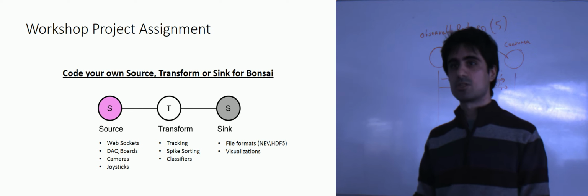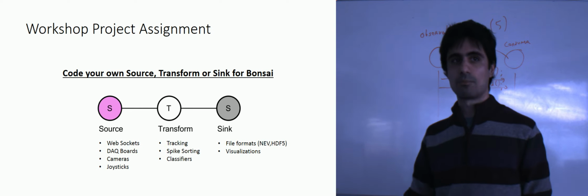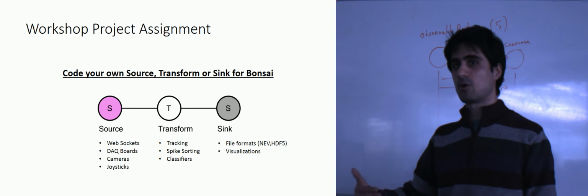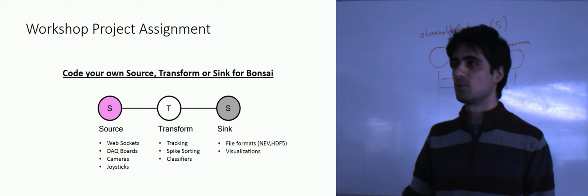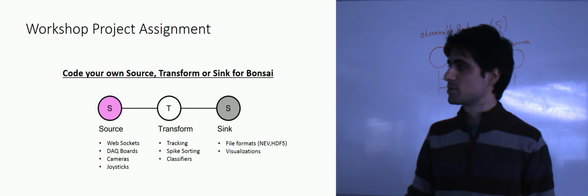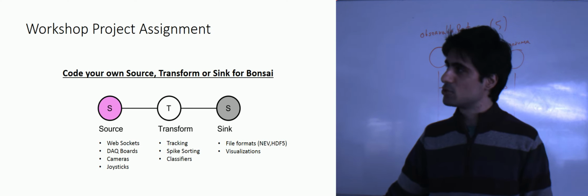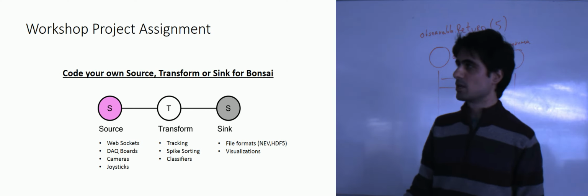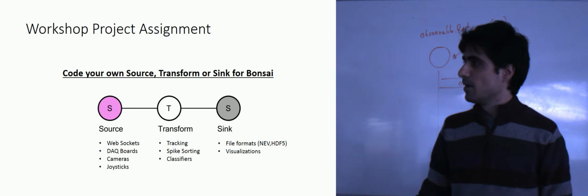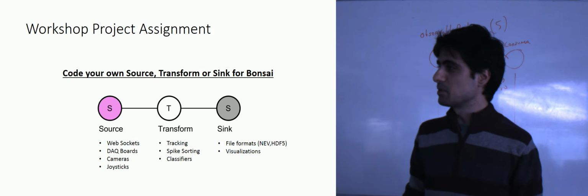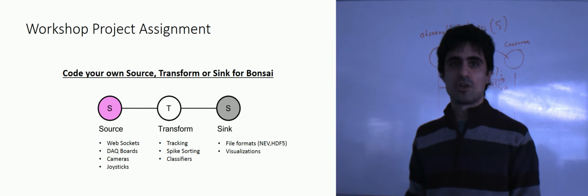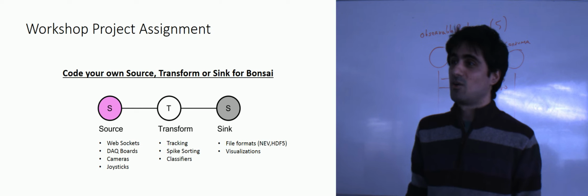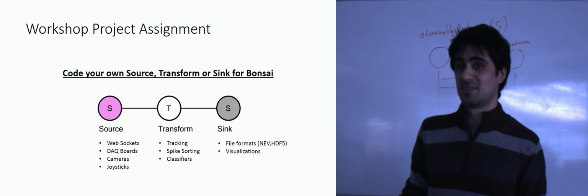The challenge here is we will be here the whole week, so we can help you if you want to be more ambitious or less ambitious. You can count on us to be available to help you do something that is interesting. And our challenge is really very simple. It's just code your own source, transform, or sink for Bonsai. We gave some examples based on things we discussed, but it's not exhaustive. You don't need to do any of this. You just need to do one, and it doesn't need to be these ones.